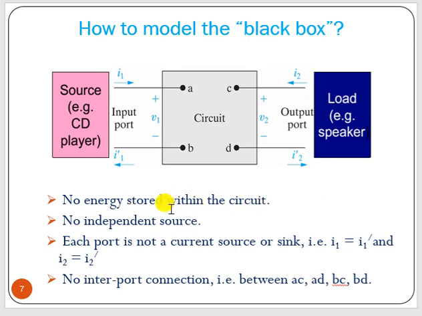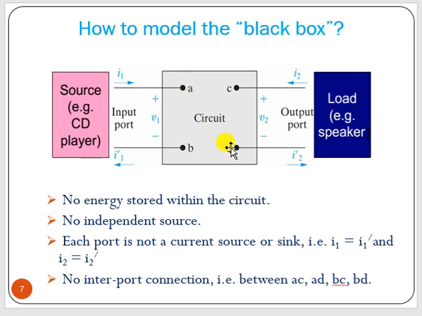Now no energy should be stored within the circuit, no independent source within this circuit. Now each port is not a current source or sink. That means this I1 current which is entering, I1 dash leaving here in this terminal, both should be equal. Similarly, I2 entering, I2 dash is leaving. Those two currents must be equal, and there should be no interport connection.